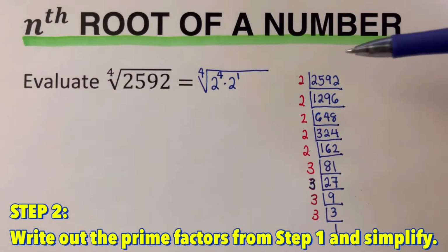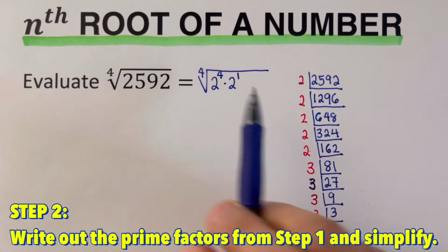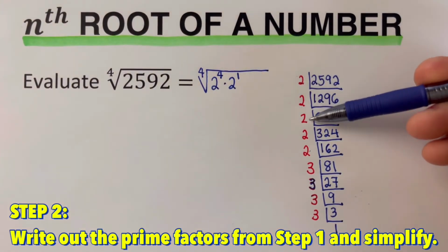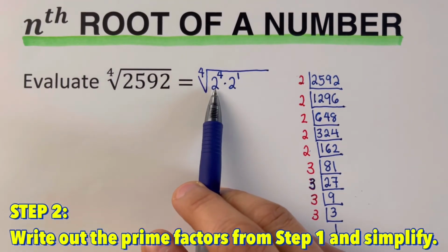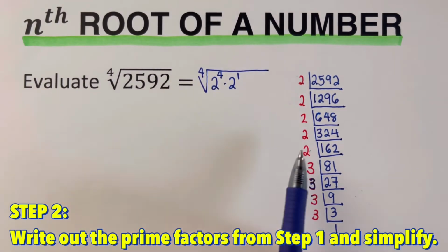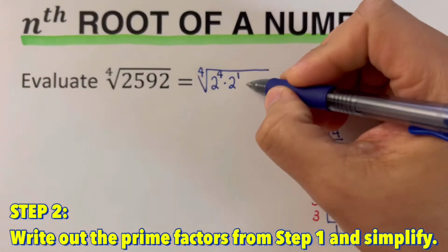So let me explain this. There are 5 2's here, and we are supposed to group these 2's by 4 since our index is 4. So we go ahead and write 2 to the power 4, but there are 5 of them, so we still have 2 raised to the power 1. And then we count all the 3's.